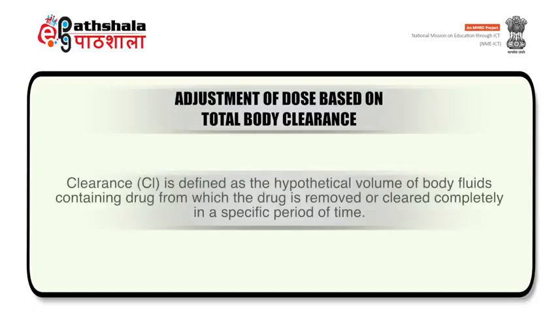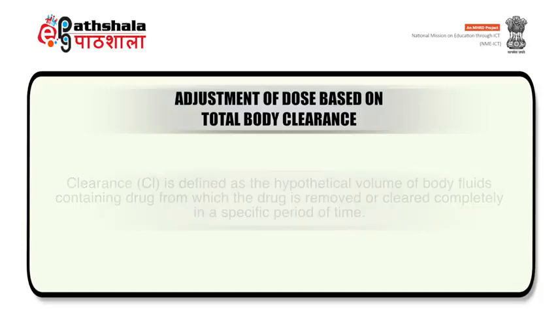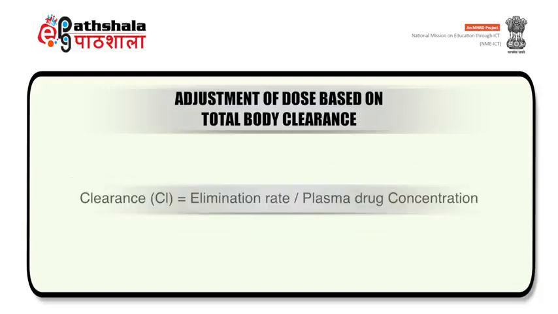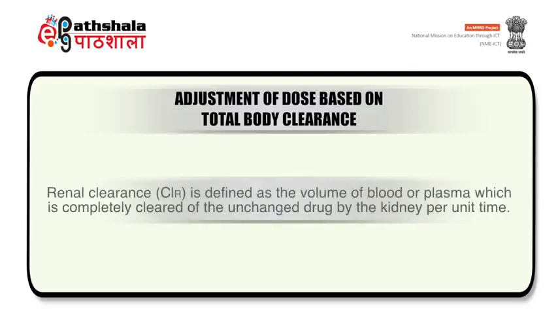In general, clearance is defined as the hypothetical volume of body fluids containing drug from which the drug is removed or cleared completely in a specific period of time. So, the clearance is described by the equation in which clearance can be calculated by dividing elimination rate by plasma drug concentration. And renal clearance is defined as the volume of blood or plasma which is completely cleared of the unchanged drug by the kidney per unit time.